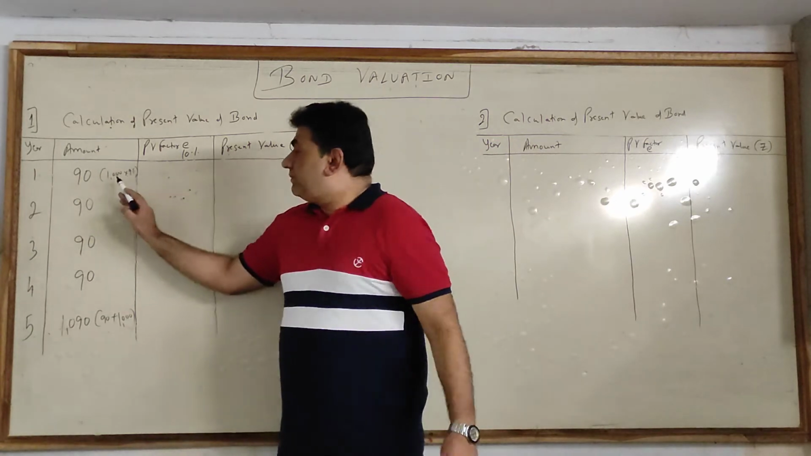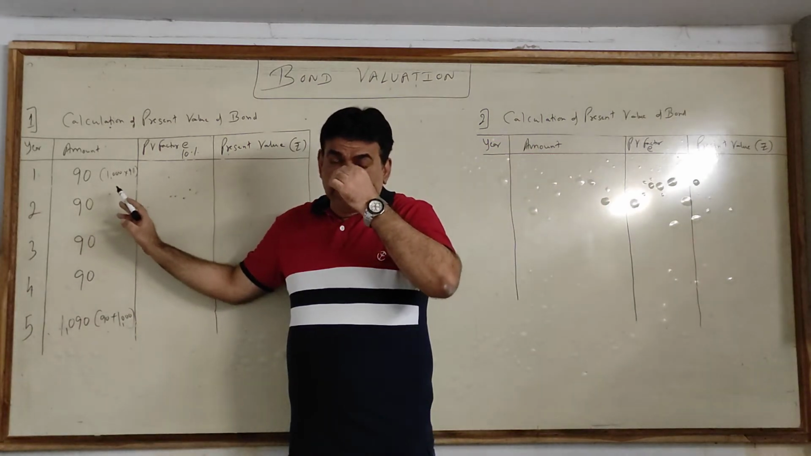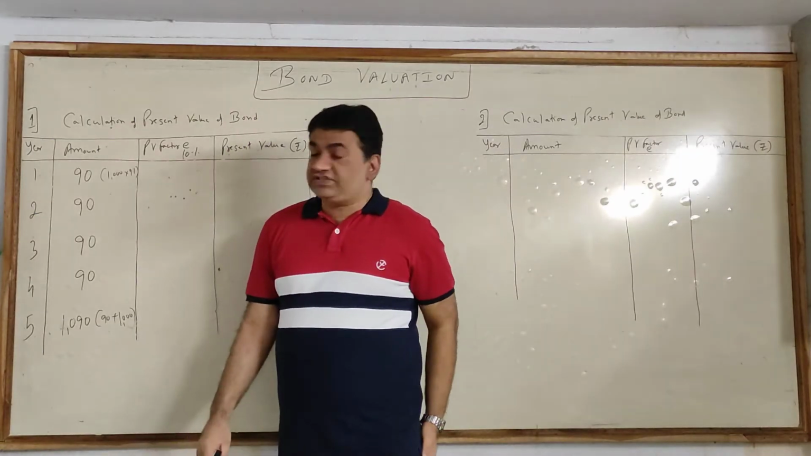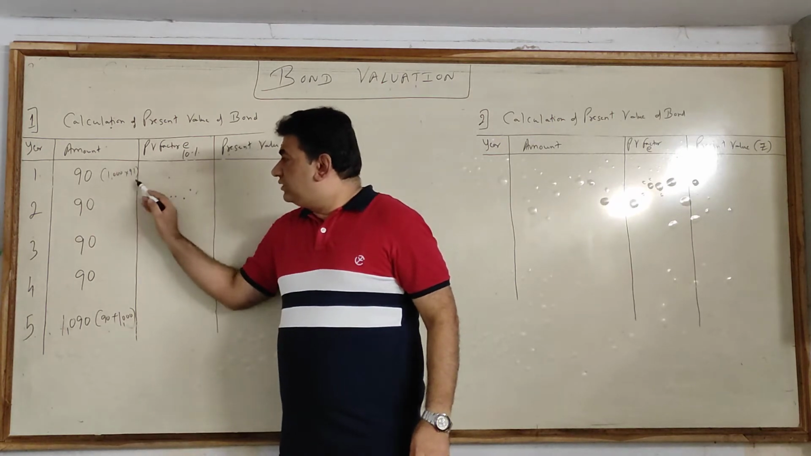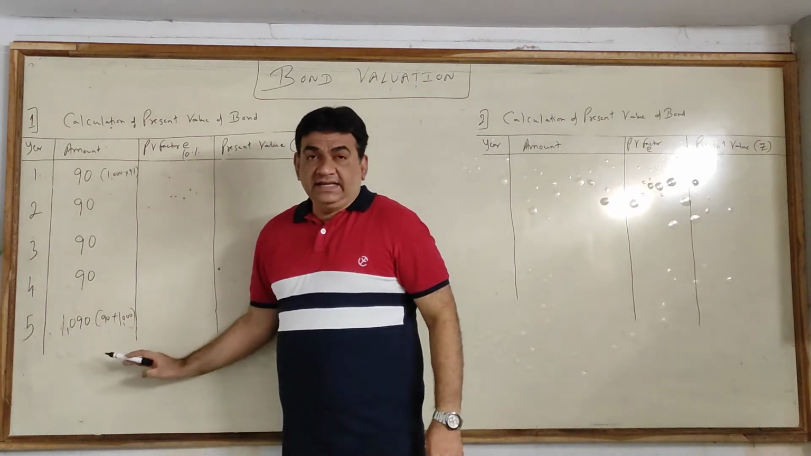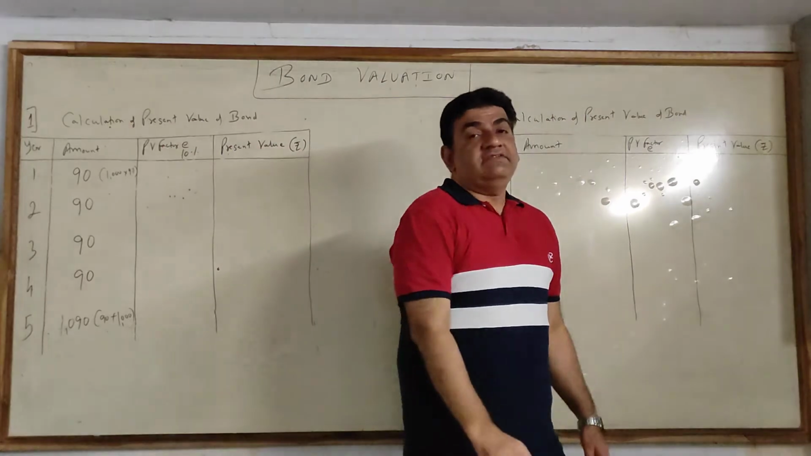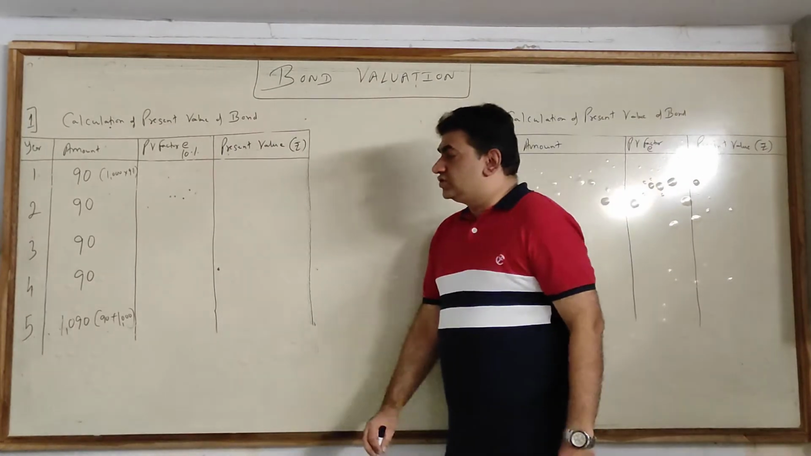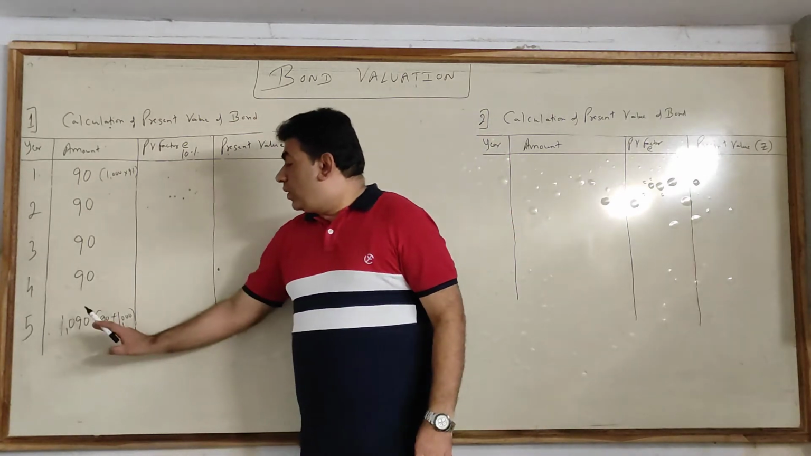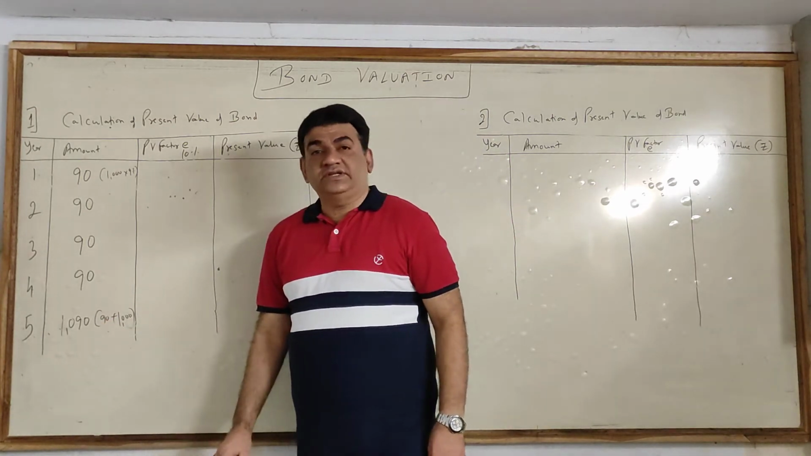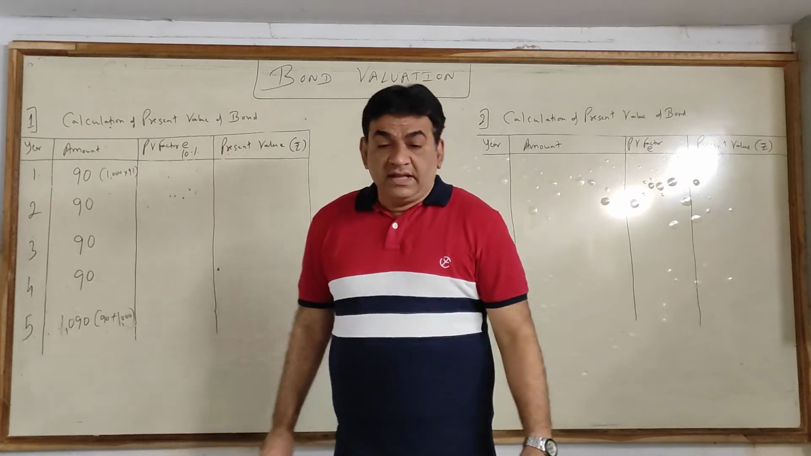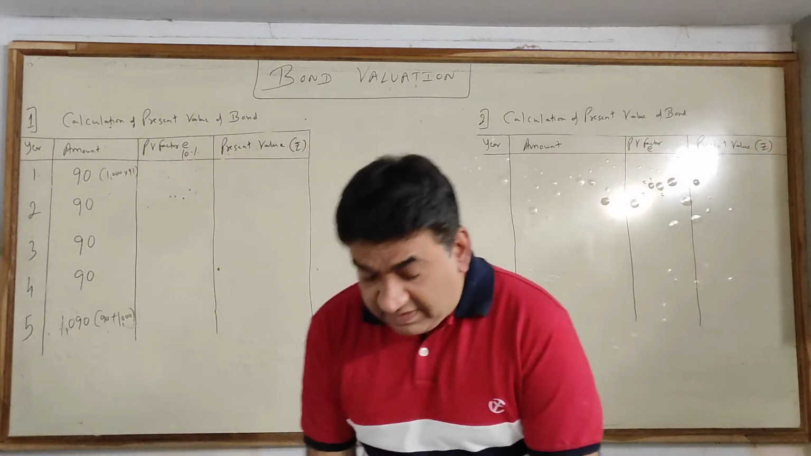I repeat, my par value, or you can say face value, is 1000. Interest is always on the par and the face value. Every year 1000 and 9%, that is 90. And in the fifth year, in addition to this 90, I will get 1000 back. So I will get 1090. Got it? Now, coming to the PV factor.